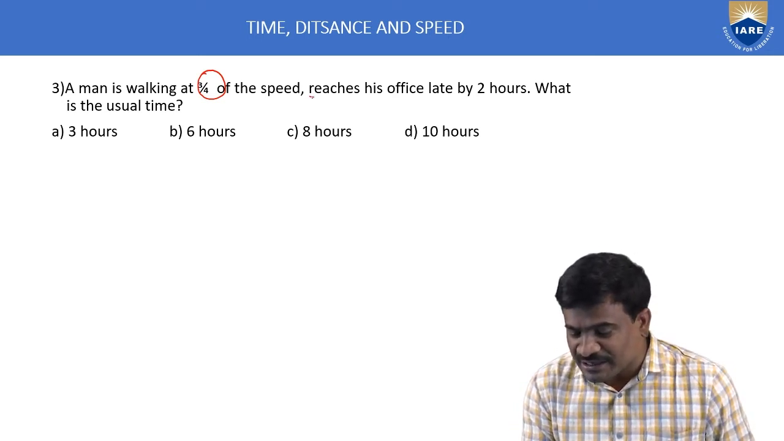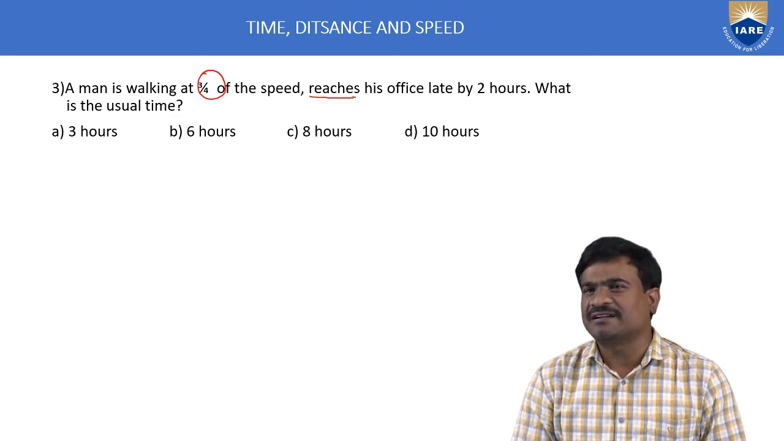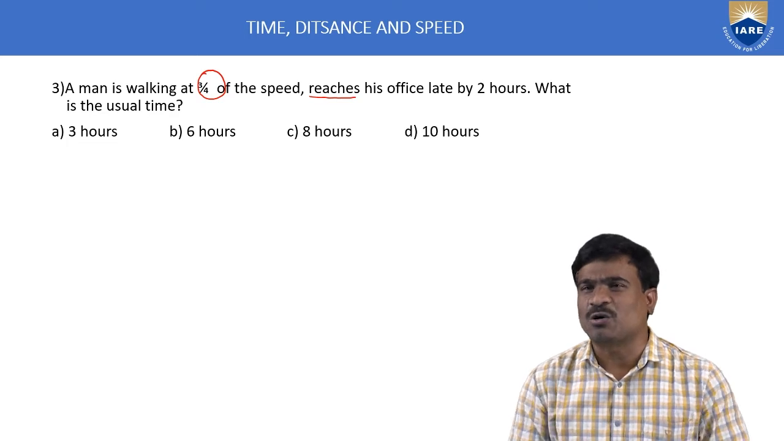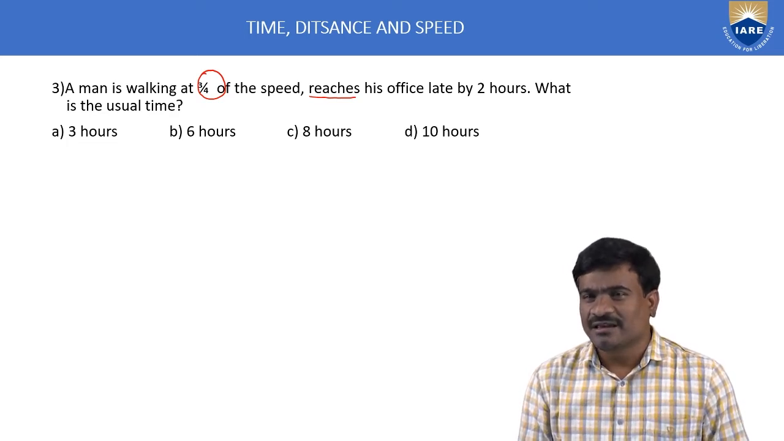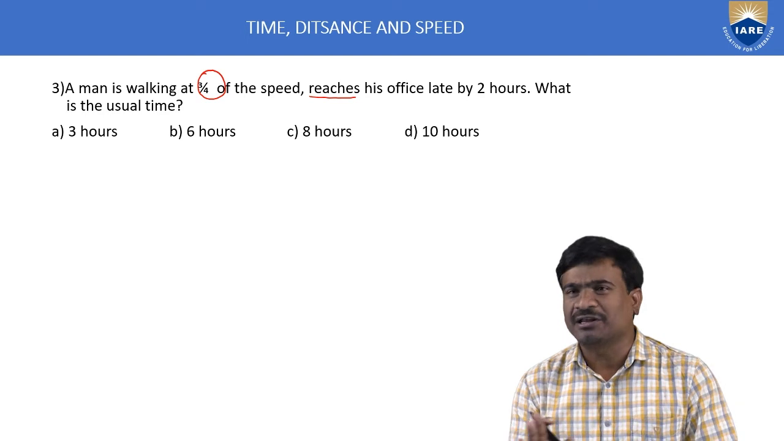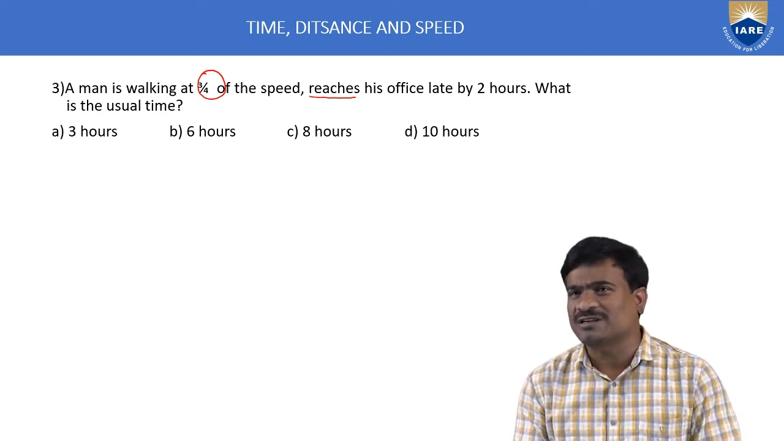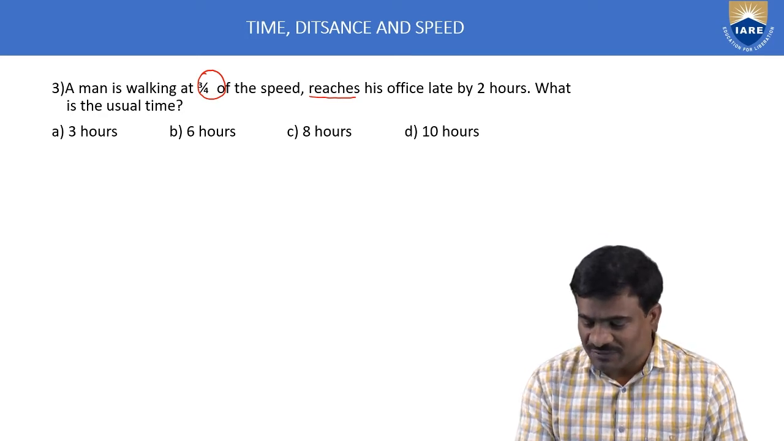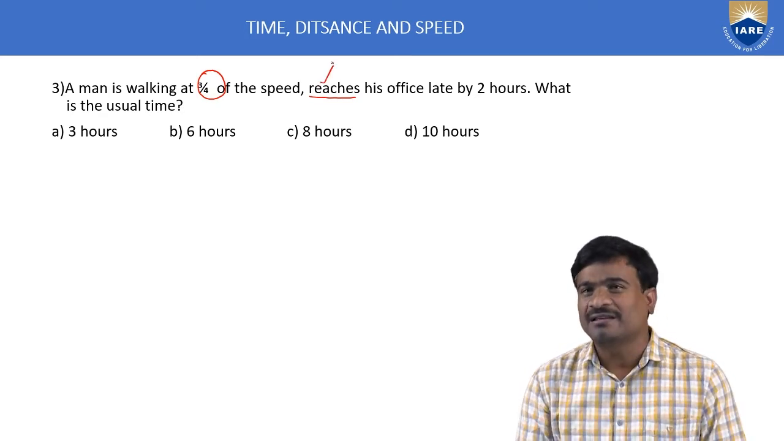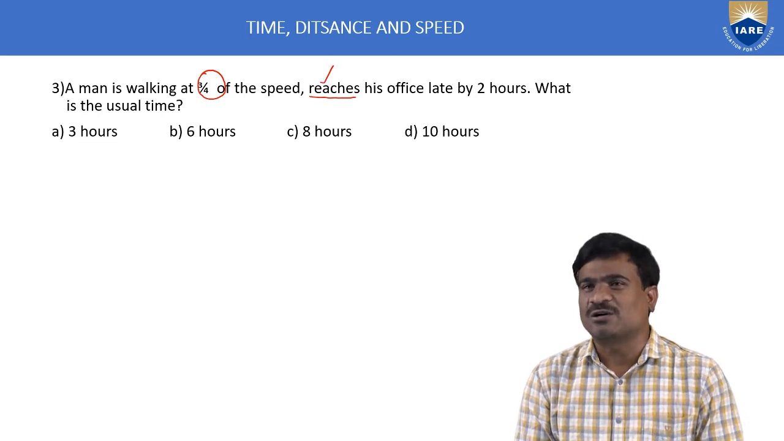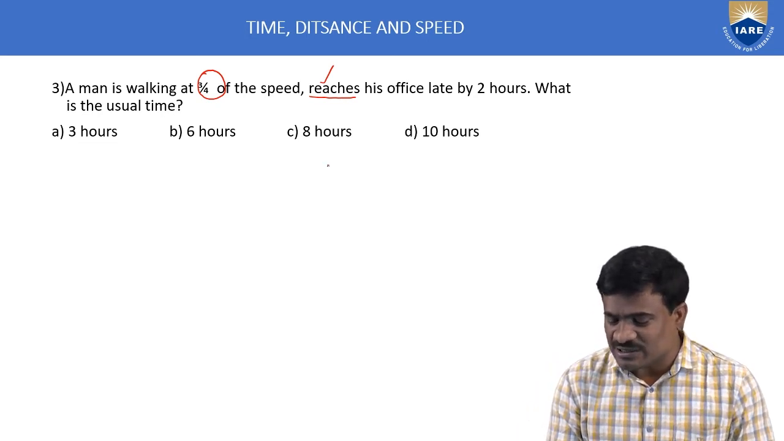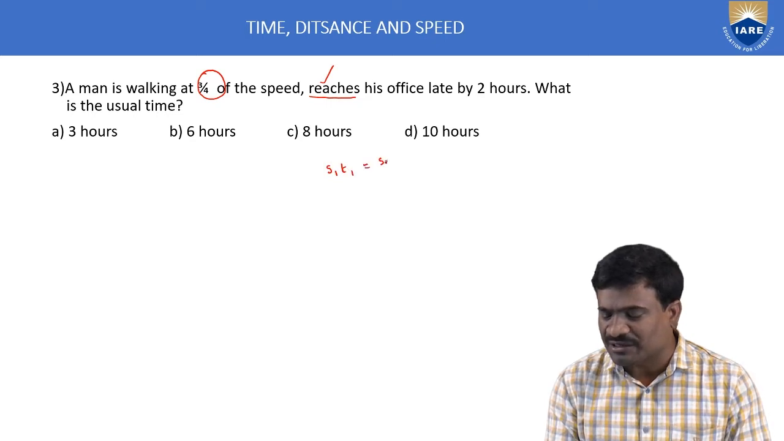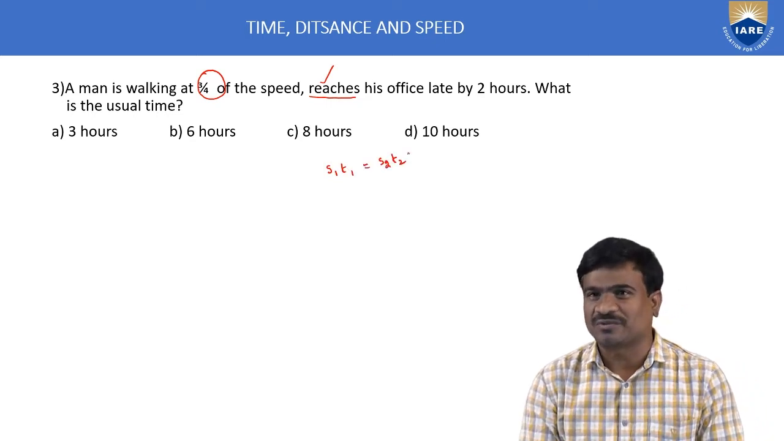Here, "reaches" indicates time, distance and speed. In this topic, the term "reaches" indicates the distance is always constant, the distance between the starting point and the ending point. Here house to office, office to house, the distance is always constant. If the term "reaches" is given, the distance is always constant. When distance is constant, the relation between speed and time is S1 T1 is equal to S2 T2.